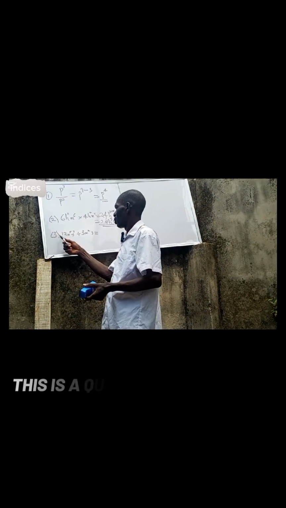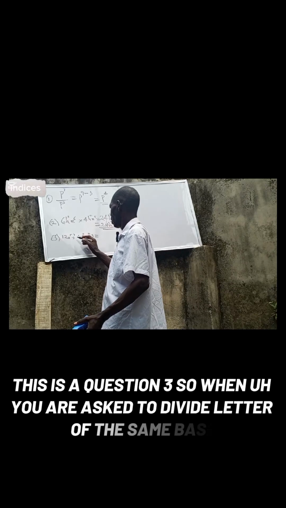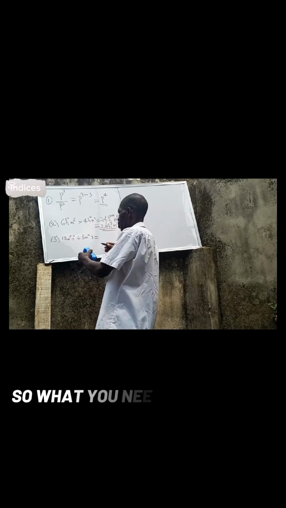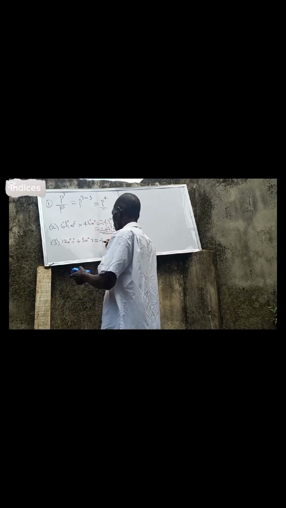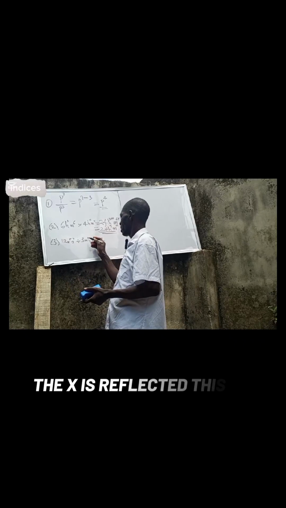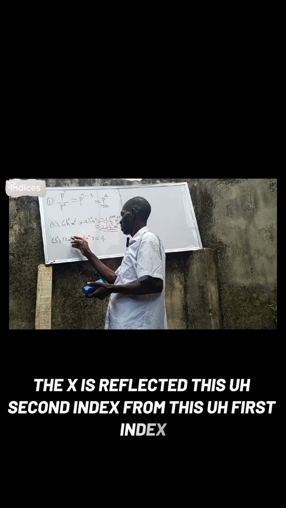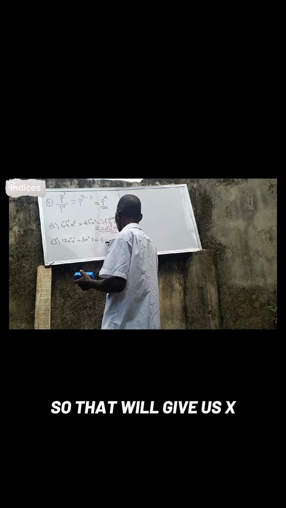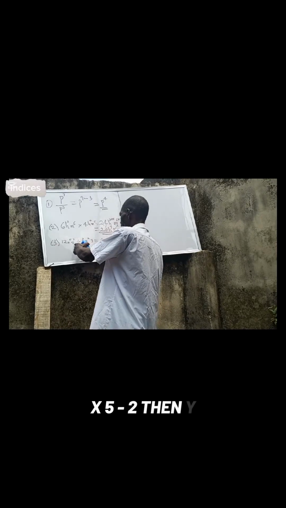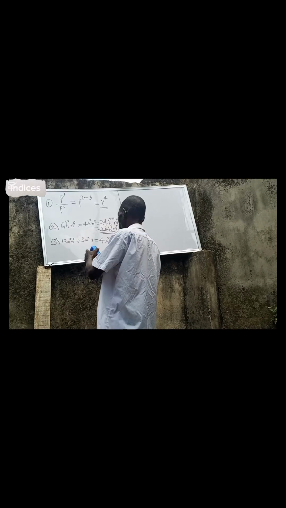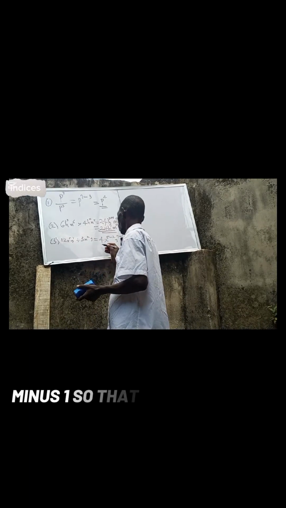Likewise, this is question 3. So when you are asked to divide letters of the same base, what you need to do is 12 divided by 3, that will give us 4. The x, you subtract this second index from this first index. So that will give us x 5 minus 2, then y 7 minus 1.